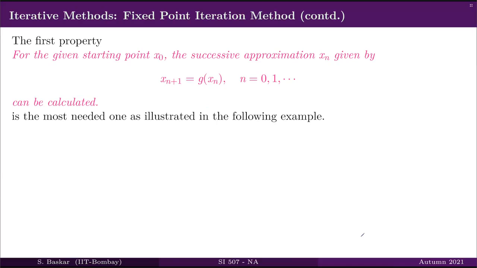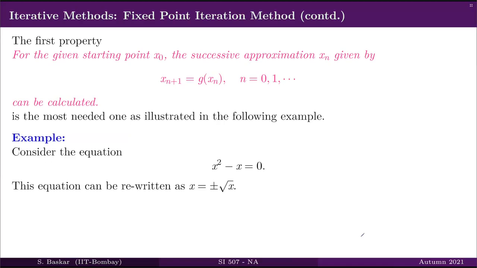For the given starting point x naught, your sequence xn should be well defined, right? That is the first and foremost condition that we need. Let us take an example to see when your sequence may not be defined at all. Let us take this equation x square minus x equal to 0. Well, you can rewrite this equation as either x equal to root x or x equal to minus root x, and other ways also. But let us take one of these two and see how we can go wrong.